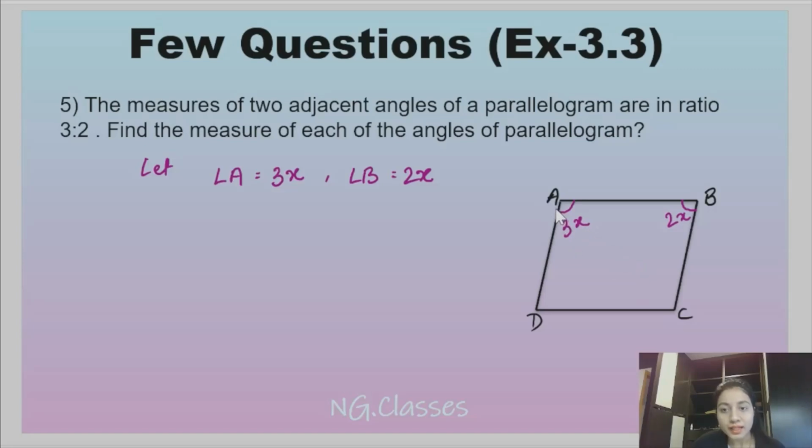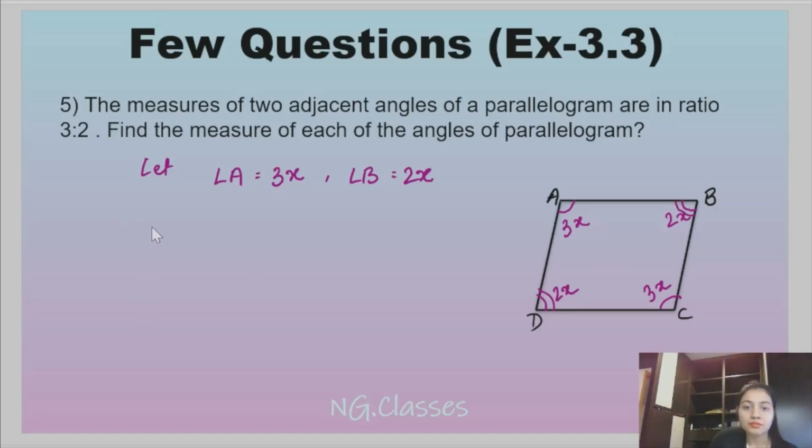From here we know the property of a parallelogram, that opposite angles are equal. So if angle A is 3x, then angle C will also be 3x only. That's the property of a parallelogram. And if angle B is 2x, angle D will also be 2x.